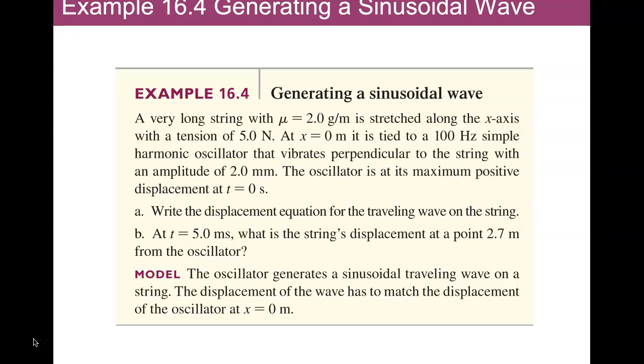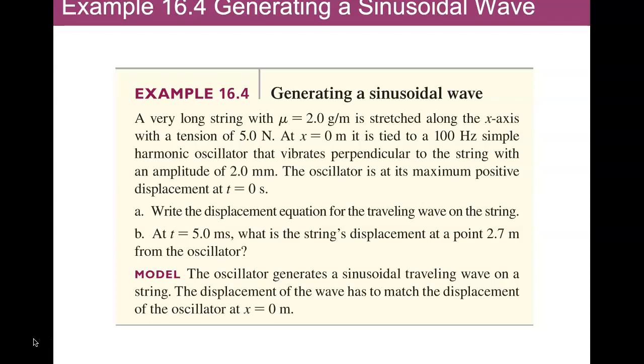Okay. So the oscillator is at its maximum positive displacement at t equals 0. Then we want to write the displacement equation for the traveling wave on the string. And at t equals 5 milliseconds, find the string's displacement at a given point on the string, at a distance 2.7 meters from the oscillator.